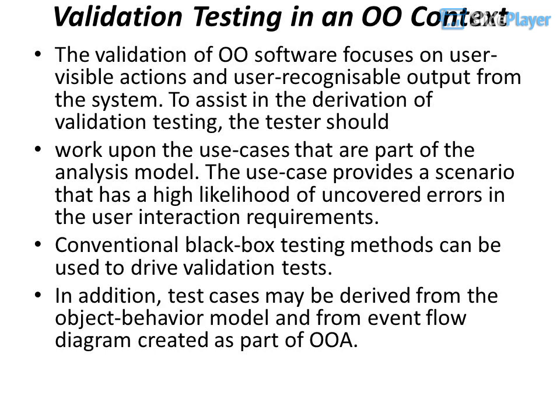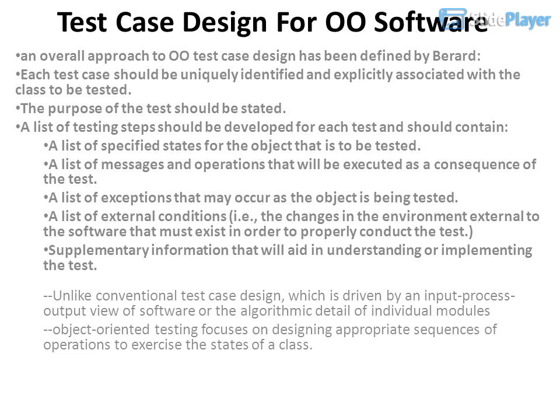The validation of OO software focuses on user-visible actions and user-recognizable output from the system. To assist in the derivation of validation tests, the tester should work upon the use cases that are part of the analysis model. The use case provides a scenario that has a high likelihood of uncovering errors in the user interaction requirements. Conventional black box testing methods can be used to drive validation tests. In addition, test cases may be derived from the object behavior model and from event flow diagrams created as part of OOA. Test case design for OO software.